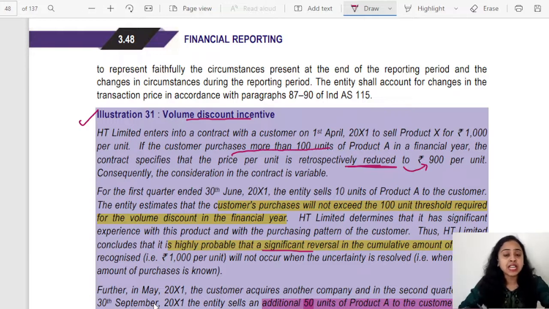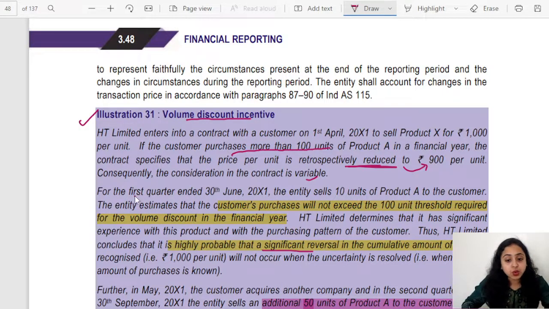Now the question arises how to record this reduction in price, whether the amount of revenue should be recorded at rupees 1000 per unit or 900 per unit. You will get to know this right now in this example itself. Consequently, the consideration in the contract is variable. It is variable because you do not know exactly whether it will be charged 1000 rupees or 900, because it is dependent upon reaching 100 units.